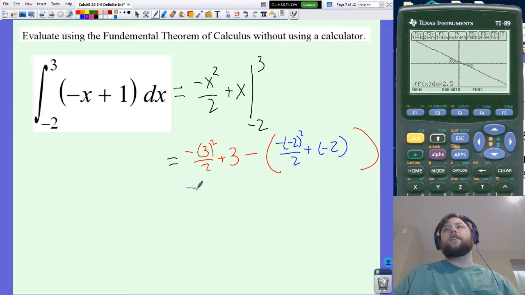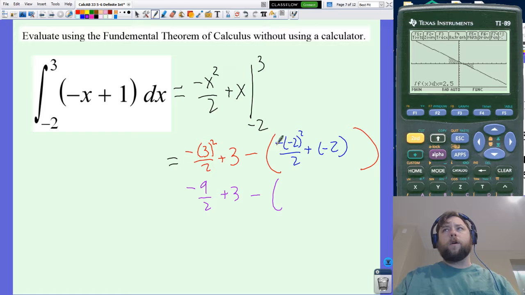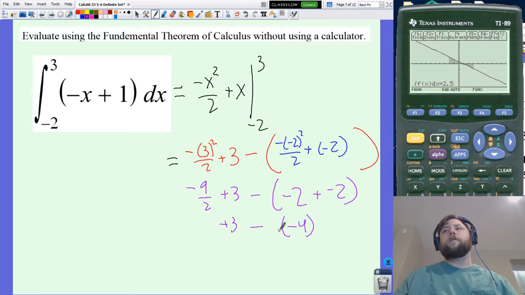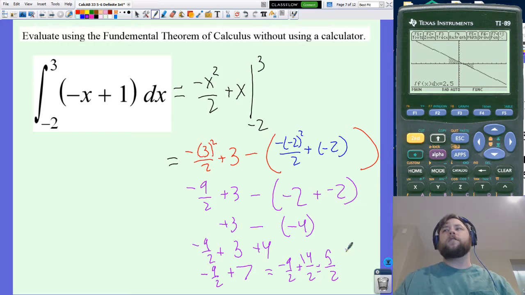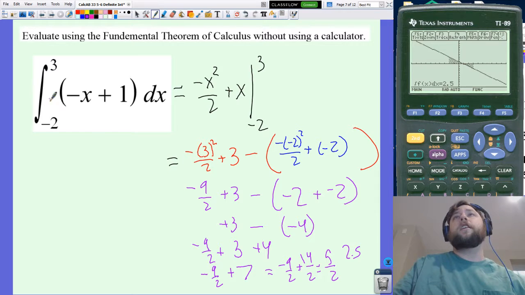Okay, so keep track of your negatives here. 3 squared is 9, so that'd be negative 9 halves plus 3, minus negative 2 squared is 4, and 4 over 2 is 2, but with a minus, that should be minus 2, plus another negative 2. So that adds up to negative 4. But we're subtracting, so it's actually plus 4. And negative 9 halves. So this adds up to 7 plus negative 9 halves. 7 is the same thing as 14 halves, so this is going to be negative 9 halves plus 14 halves, which is positive 5 halves, which is 2.5, and exactly what my calculator got. Cool.